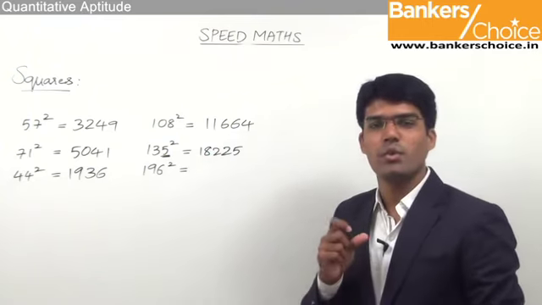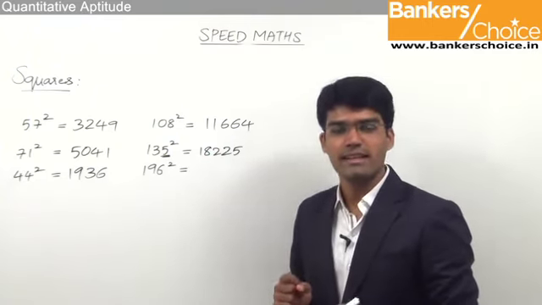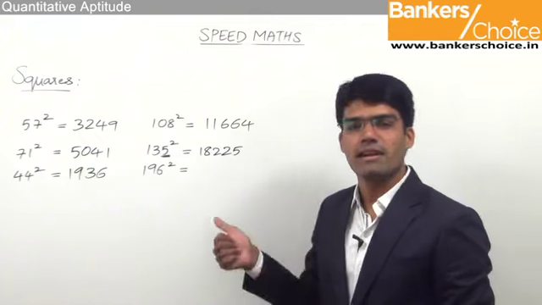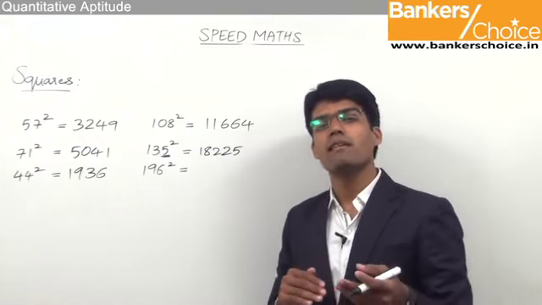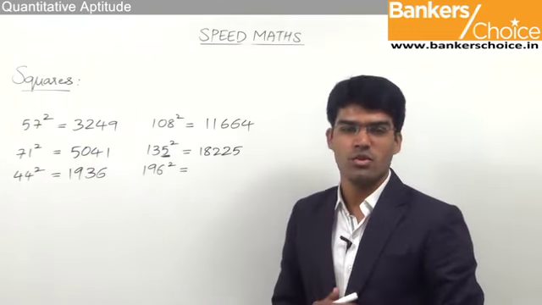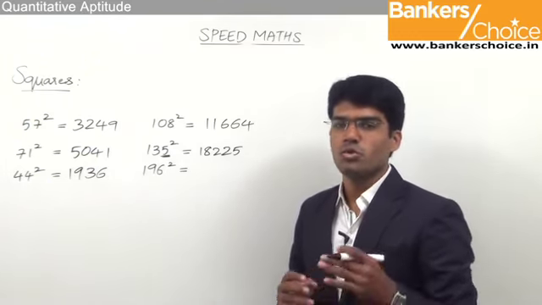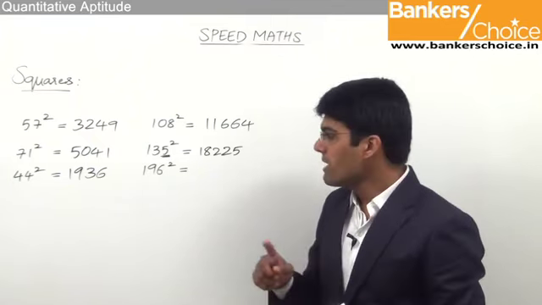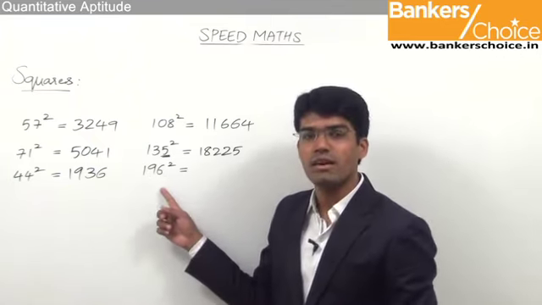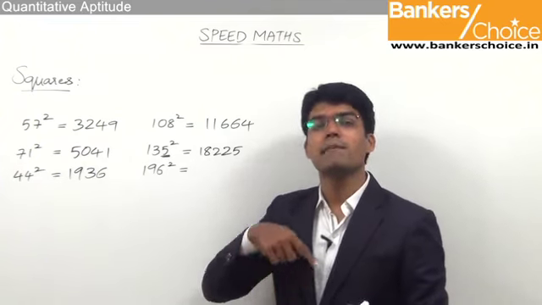Now 196 square is really a large number. But if you take the base as 200, finding the square becomes easy. So 196 should be taken as 200 minus 4 whole square. So 200 square will be the first term. 200 square is 40,000. Now remember, because we are taking the base as 200, x should be multiplied with 4.